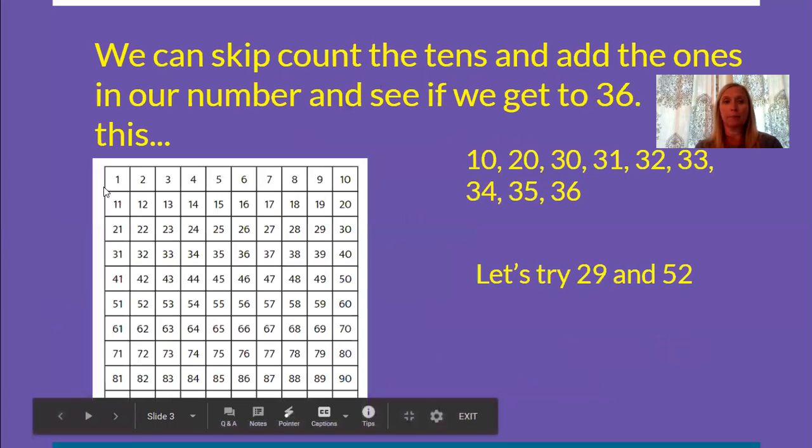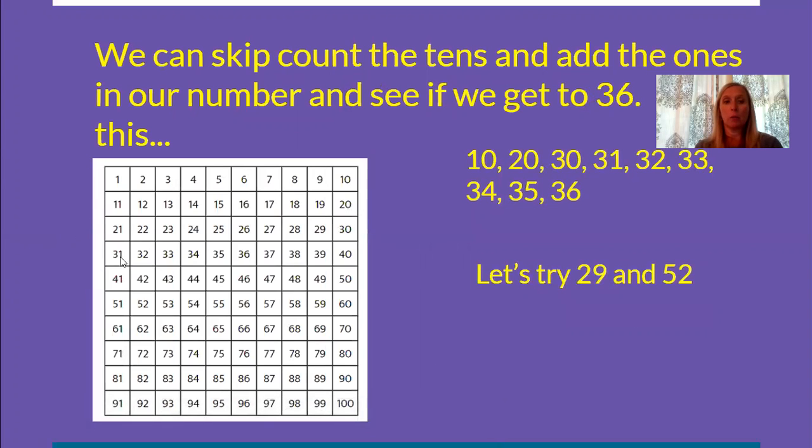So here's another way. We'll start at 10, 10, 20, 30. 31, 32, 33, 34, 35, 36. Do you see what I did there? Let's try it on 29. Ready? There are 2 tens, right? 10, 20, 21, 22, 23, 24, 25, 26, 27, 28, 29. And then we could also do it at 52. How many tens are in the number 52? That's right, 5. 10, 20, 30, 40, 50, 51, 52.